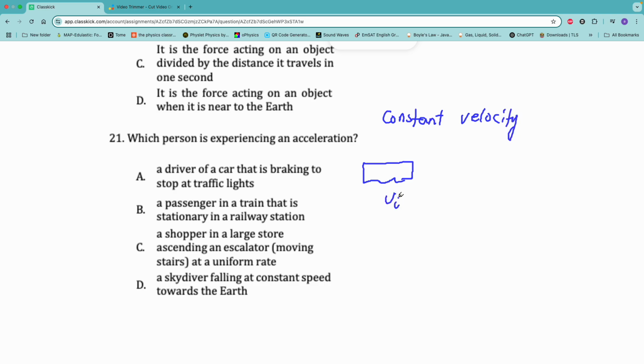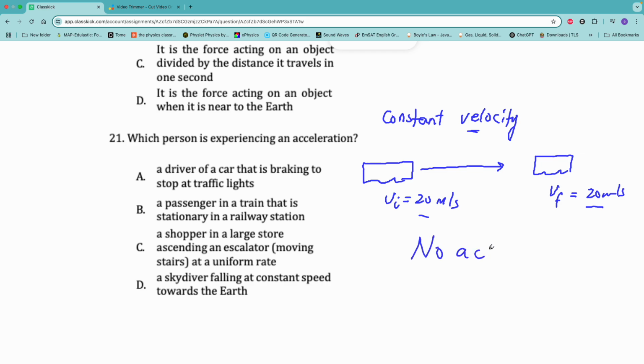If the initial velocity is, let's say, 20 meters per second, and this object keeps on moving with the same speed and same direction, so same velocity, reaching a final velocity of 20 meters per second as well. Comparing initial and final, we notice that velocity doesn't change, doesn't increase, doesn't decrease, stays as it is. In this case, we have no acceleration. Although the object is in motion and has a specific velocity, because velocity doesn't change, we cannot consider that we have acceleration.